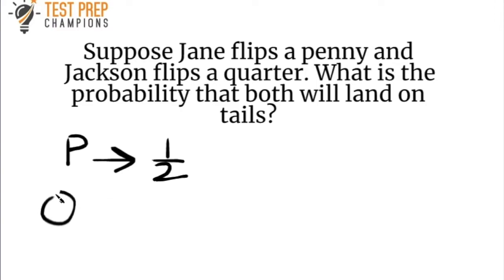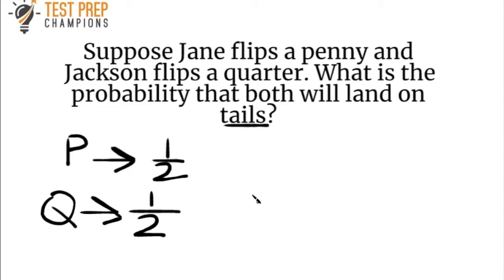Now let's think about the quarter. So it's going to be the same thing here, right? Because a quarter, well, the total number of outcomes if you flip a quarter, it could be either heads or tails. So that's 2 possible outcomes. And the outcome that lands on tails is going to be 1. Because again, there's only 1 chance that it can be tails. All right, so the probability of that penny landing on tails is 1 out of 2. The quarter is also 1 out of 2.